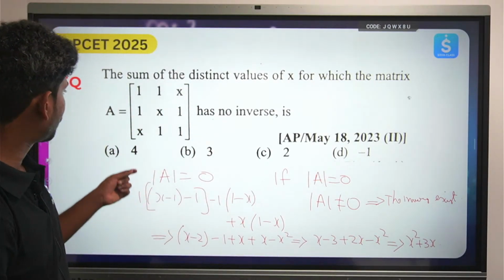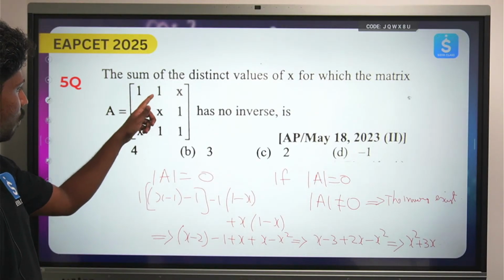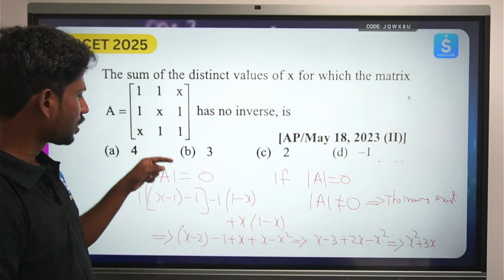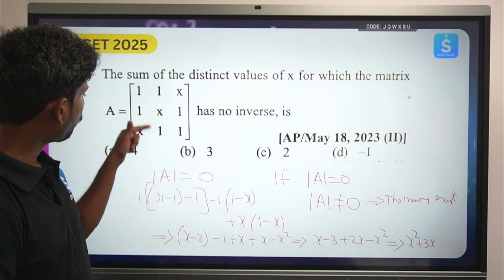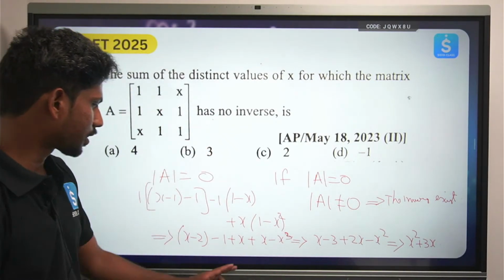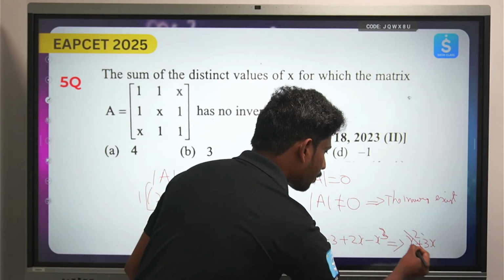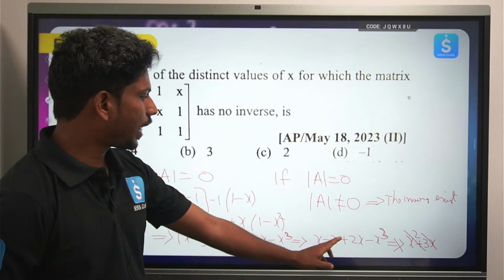Once again, let's just do the calculation again. 1 into x minus 1 minus 1 into 1 minus x. Okay, x into 1 minus x square. Okay, sorry, this is x square. So this will become x cube. So x minus x cube. So this will become x cube. Okay, so we have finally minus x cube.